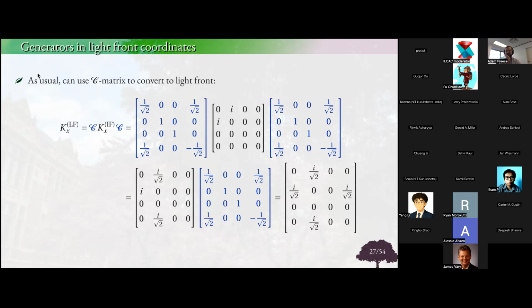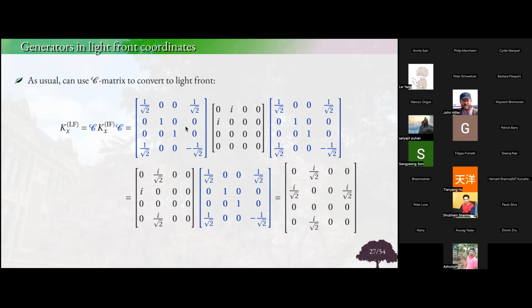And as usual, once you have these matrices, you can use what we called the C matrix in the previous lecture to convert a matrix from instant form to light front, so that it tells you how these generators transform x plus, x perp, and x minus instead of x zero, x perp, and x three. If you work out the algebra, then you end up getting something that actually looks a little bit more complicated. In instant form, we just had two non-zero components. Now we have four non-zero components, all with square roots of 2 over them.